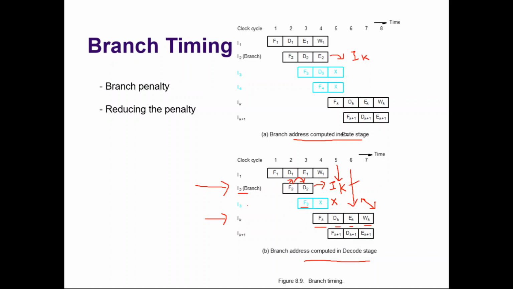Branch penalty, or you can say that the pipeline is stalled by 1 clock cycle, whereas here the pipeline is stalled by 2 clock cycles. But here the pipeline is stalled only by 1 clock cycle. So what we have done here, we have reduced the branch penalty by 1 clock cycle, right? So this is one of the techniques to reduce the branch penalty.